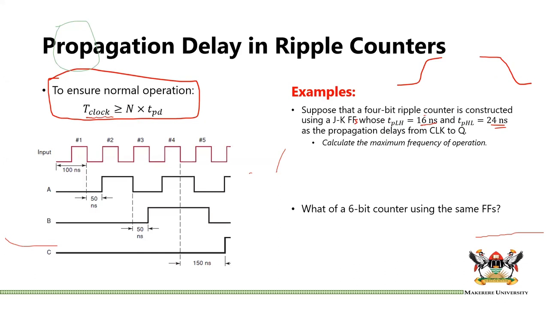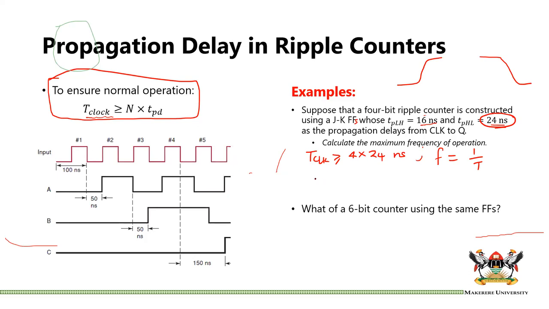What is the maximum frequency? So we can say that the T clock should be greater than or equal to N, which is 4, times the propagation delay. The propagation delay here, we take the worst case scenario. In this case, it is 24 nanoseconds. That is the delay it takes when the input comes in for the flip-flop to respond. And so we should take the worst case scenario because somebody might want to use an NGT or a PGT, positive going transition, and we should make sure that whichever choice they make, they are still able to operate normally. So we take the worst case scenario, which is 24 nanoseconds.